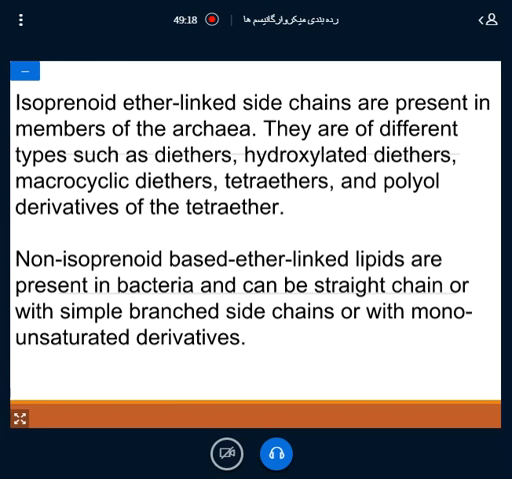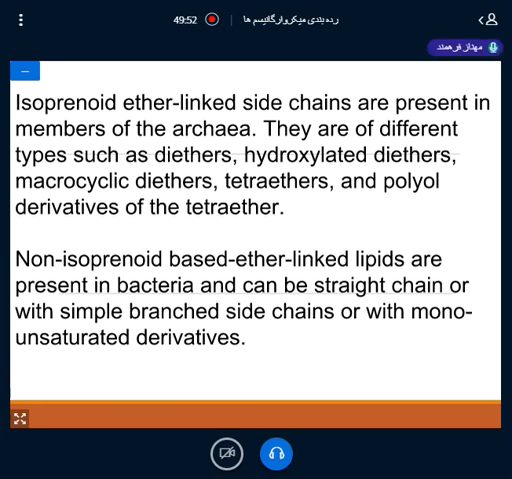So isoprenoid ether-linked side chains are present in archaea, and different types of diethers we can observe in the cells are very important. Why? Because when we detect these isoprenoid ether-linked side chains, we can guess that we have detected an archaeal cell.